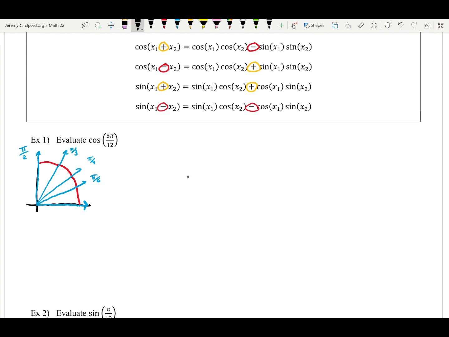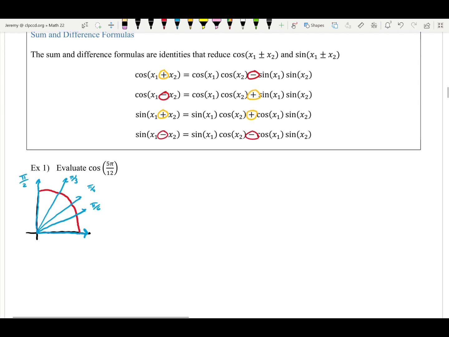So rather than memorizing a whole bunch more angles so that we can deal with this, what we're going to do is get clever with these sum and difference formulas to see if we can rewrite cosine of 5 pi over 12 in terms of some angles we're more familiar with. So here's how we might do this. How could we take 5 pi over 12 and break it into a sum or difference that might yield some friendlier radian values?